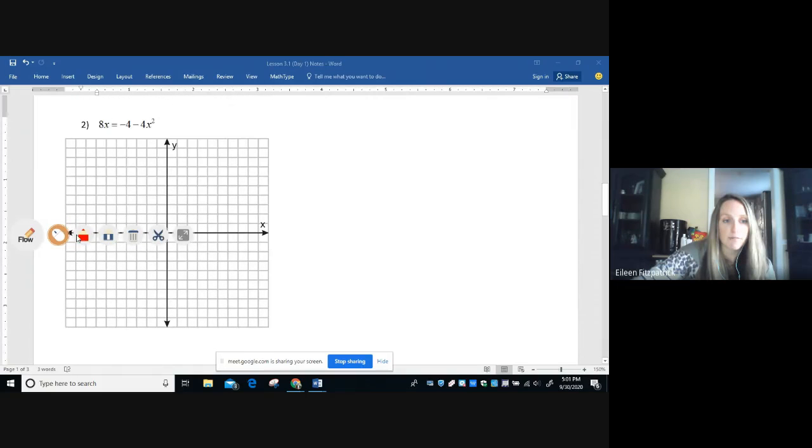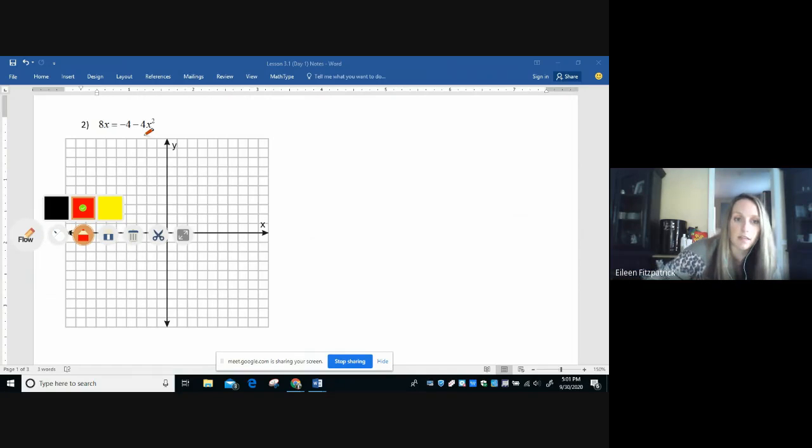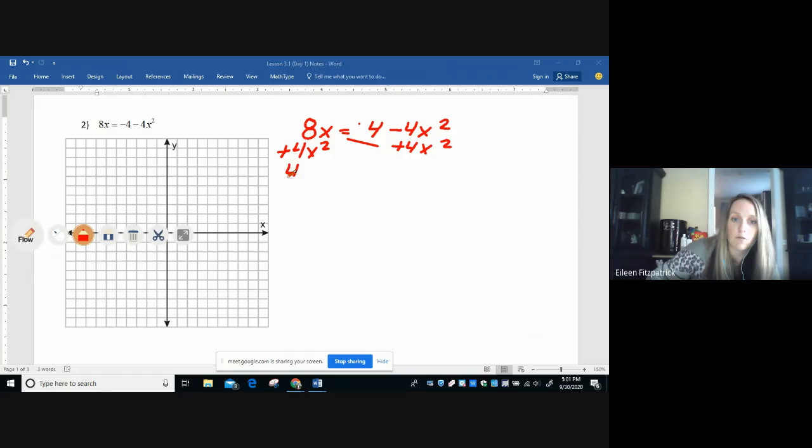Same idea here. So I'm going to start by writing the equation, setting the equation equal to 0. All right, in order to do that, I'm going to move the 4x squared and the negative 4 over. Let me write it out first. 8x equals negative 4 minus 4x squared. So I'm going to move the 4x squared over by adding it. So now I have 4x squared plus 8x equals negative 4.